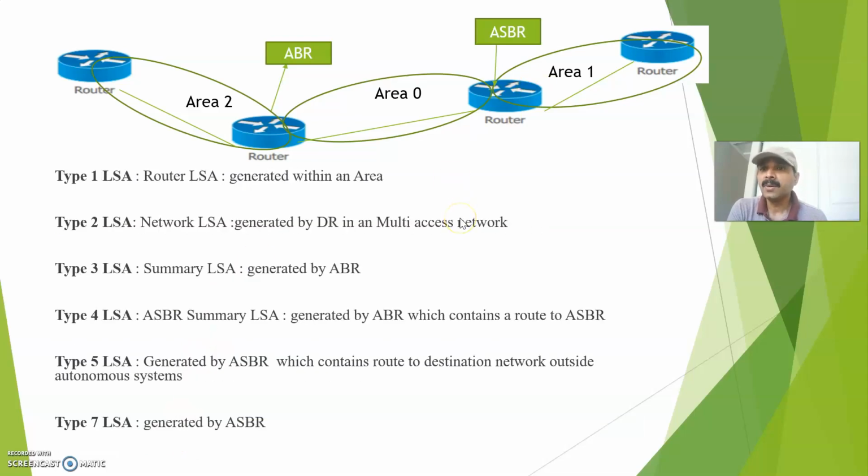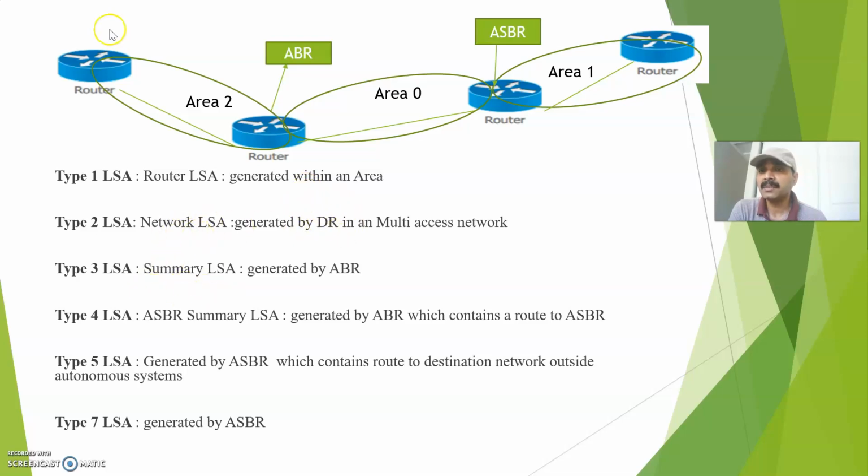So now let us understand the types of LSA: type 1, type 2, type 3 and type 4 LSA. Type 1 is a router LSA. This LSA is generated within an area, and we call it a type 1 or router LSA. And a network LSA is generated in a multi-access environment. In the case of DR election, the LSA generated by a DR we call a network LSA.